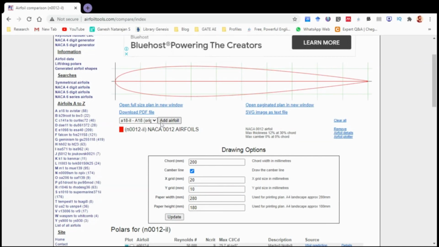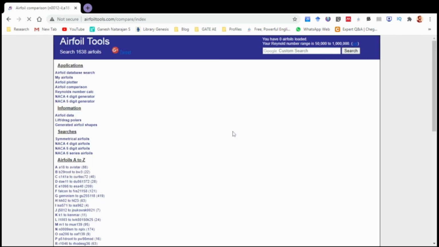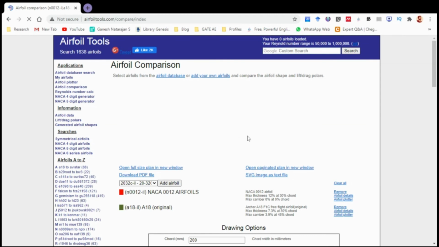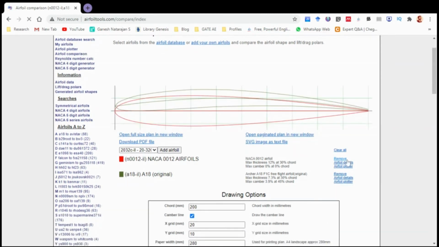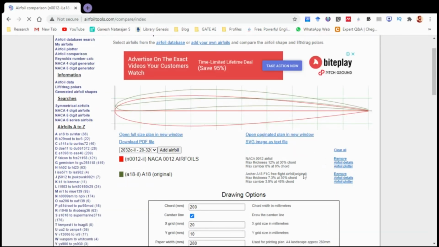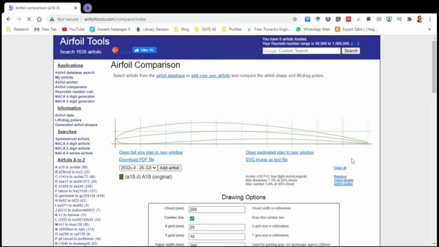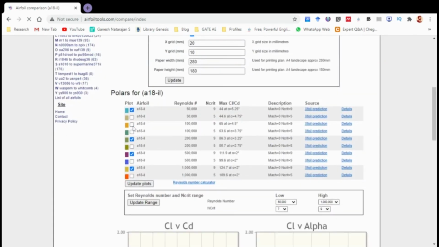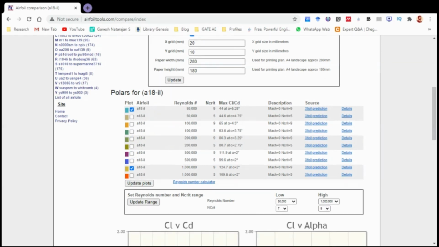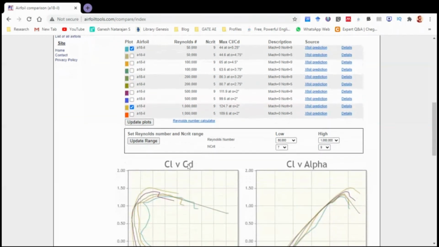Now let me take a cambered airfoil. Any other airfoil is a cambered airfoil. So here, let me add this airfoil. Now we see the green airfoil. Now let me remove the symmetric airfoil.